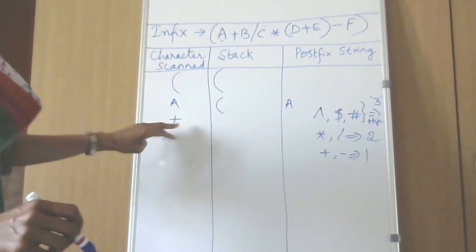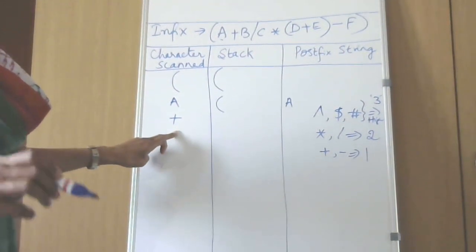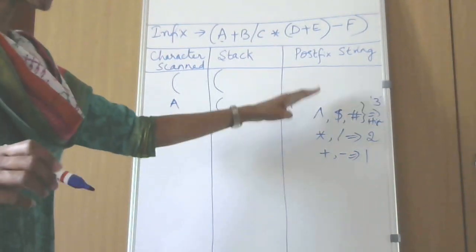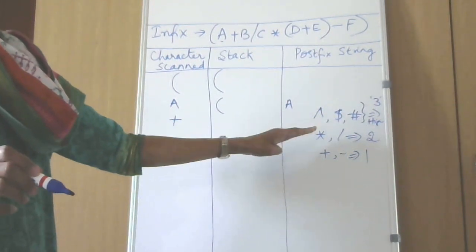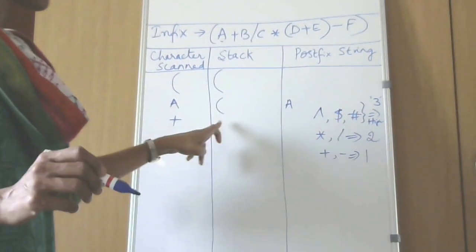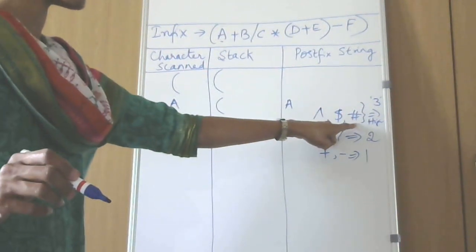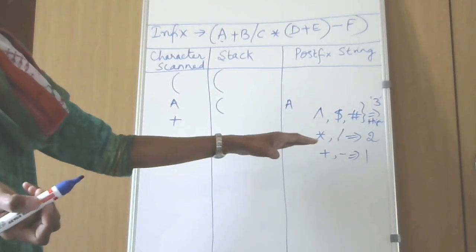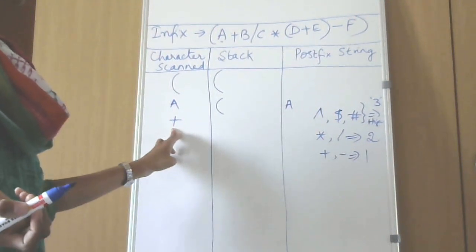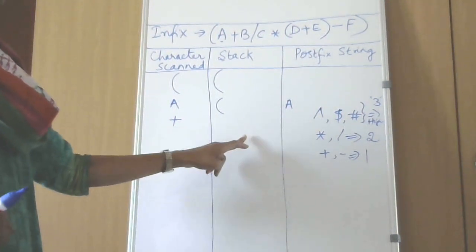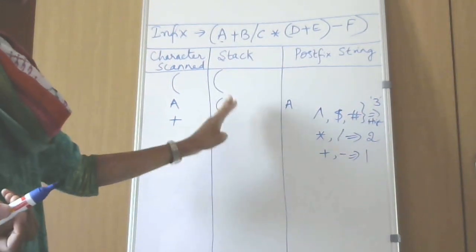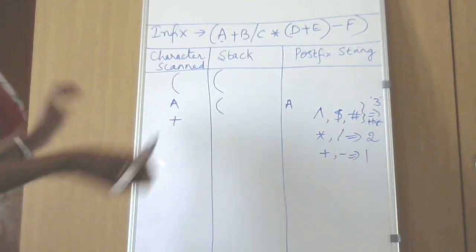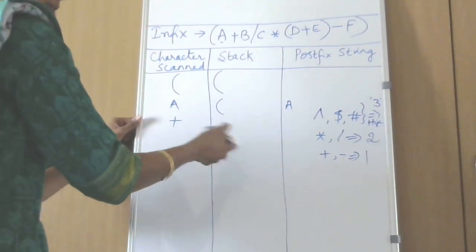Whenever we are encountering an operator, before we push it onto the stack, we should compare the precedence of the operator. If the stack already contains an operator which has a higher precedence, then you have to pop out that operator and push this operator of lower priority into the stack. If the stack contains a lower priority operator, then you can definitely push it. As we go, we'll understand it better.